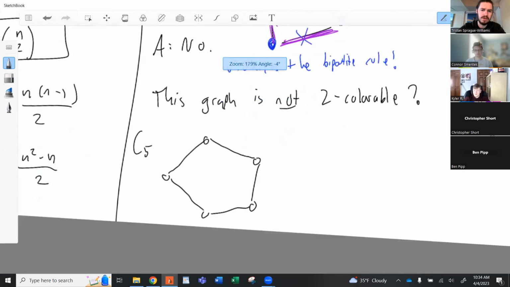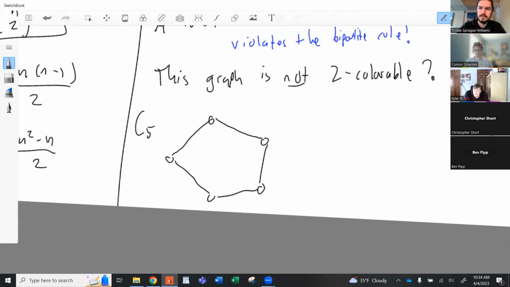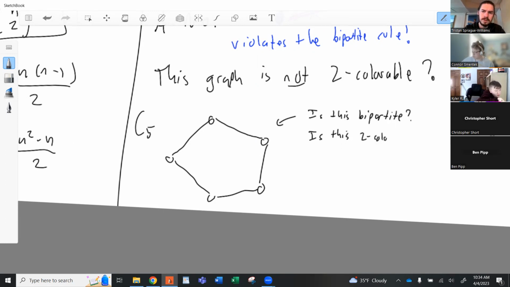Is C5 two colorable? So is this bipartite? In other words, is this two colorable? Same question. It is not. That's right, because let's see what happens. If I assign one red, the adjacent vertices have to be blue. The adjacent vertices to those have to be red, and oops, there's our contradiction. So, no.